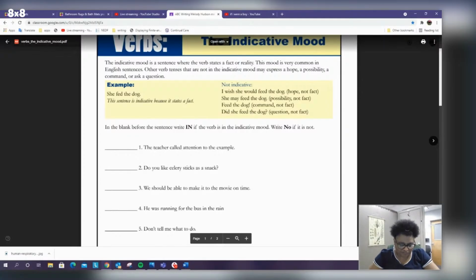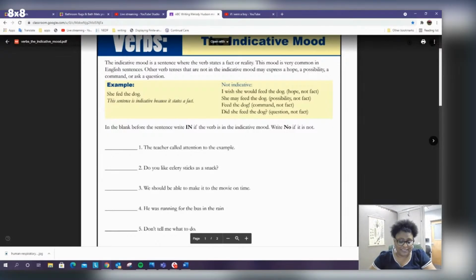So let's look at the directions for these sentences. And I'm going to do the first three and leave you with the last seven. In the blank before the sentence, write yes if the verb is in the indicative mood, write no if it is not. So let's look at the first one. The teacher called attention to the example. So that's a fact, right? It's something that happened. They're indicating what's happening or what's happened. So I would say that is indicative, right?